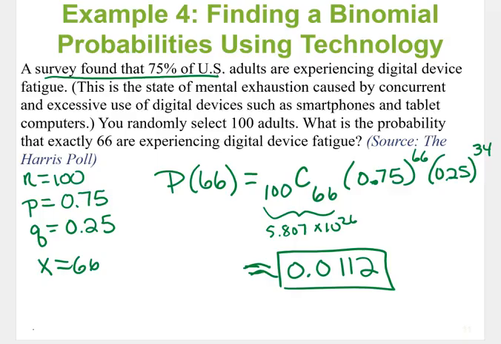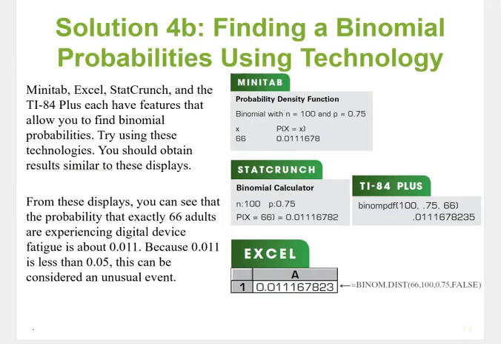But if you find that your calculator can't do it, please know that you can find this using any technology you would like. I actually have some examples to show you. So I have Minitab, I have StatCrunch, which actually has a binomial calculator where you just put in the information and it spits out the probability, which is kind of great. Graphing calculators like the TI-84 Plus will also have this function, and Excel also has a function that will find these. So there's lots of different ways that you can use technology to check your work.